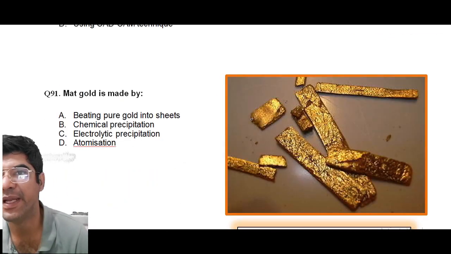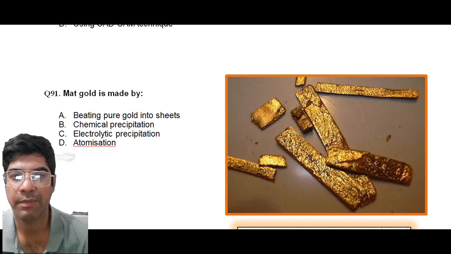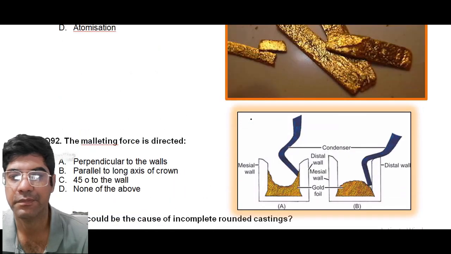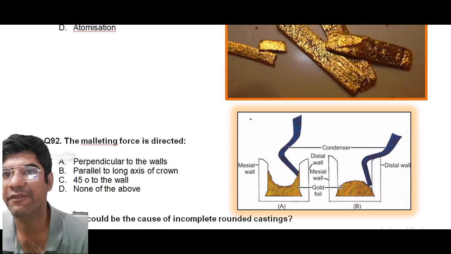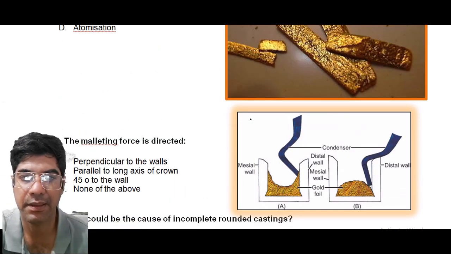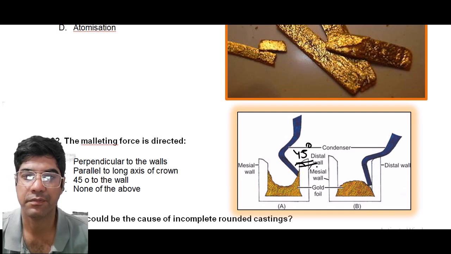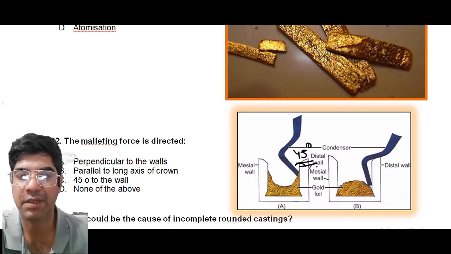Matte gold is an electrolytic precipitate of pure gold. It is made by electrolytic precipitation. The mallet force is directed at 45 degrees to the wall, to best compact the gold.